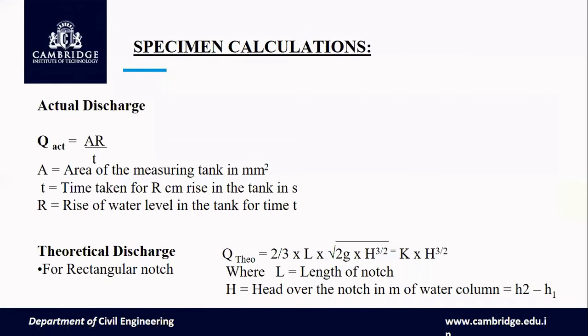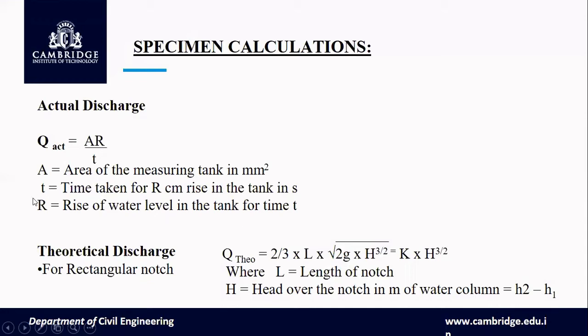So next, once after tabulating the results, you have to do the calculations, that is specific and assessment calculations. First, you have to calculate the actual discharge. The formula for the actual discharge is AR divided by T, where A represents the area of the measuring tank in millimeter square, which has to be converted to meter square. T represents the time taken for rise of water level in the measuring tank. R represents the rise of water level in the measuring tank for a known time T.